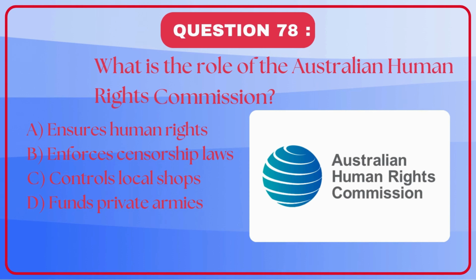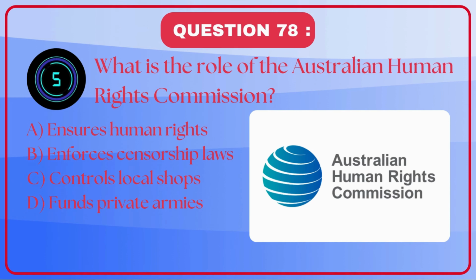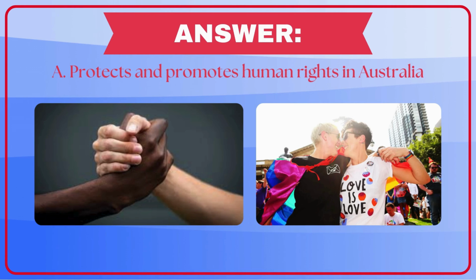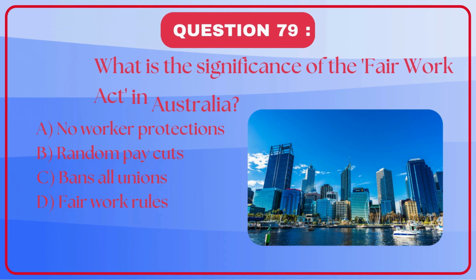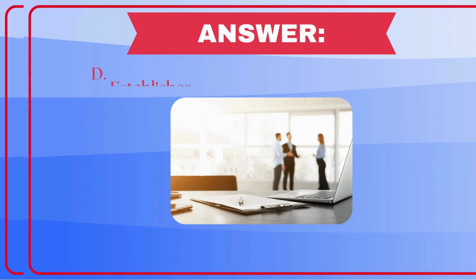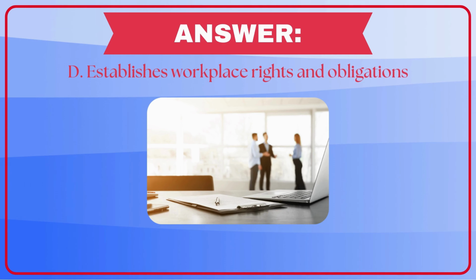What is the role of the Australian Human Rights Commission? Protects and promotes human rights in Australia. What is the significance of the Fair Work Act in Australia? Establishes workplace rights and obligations, ensures fair employment conditions.